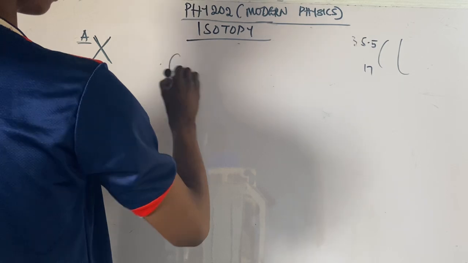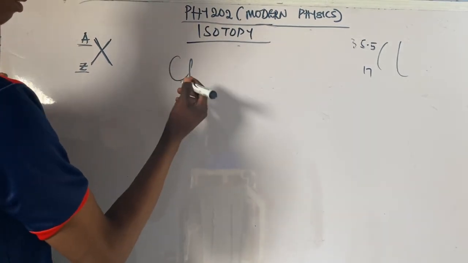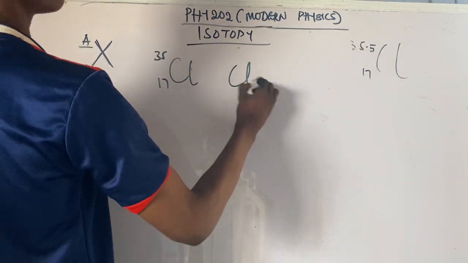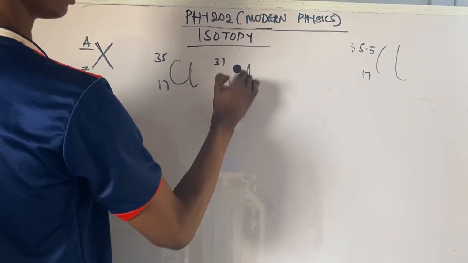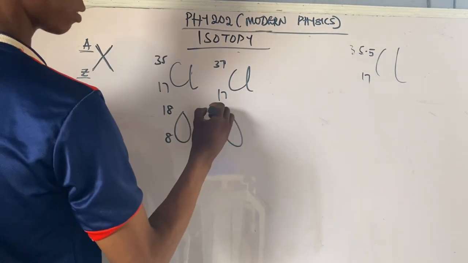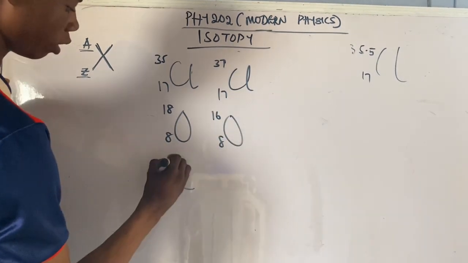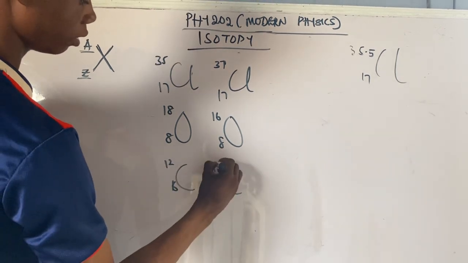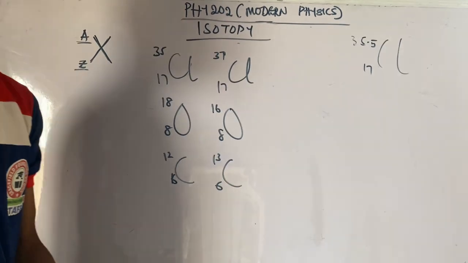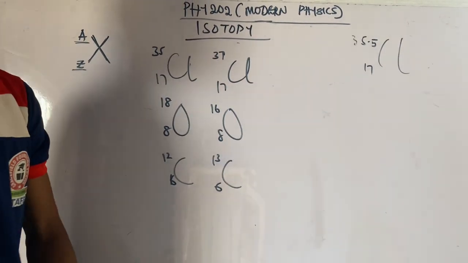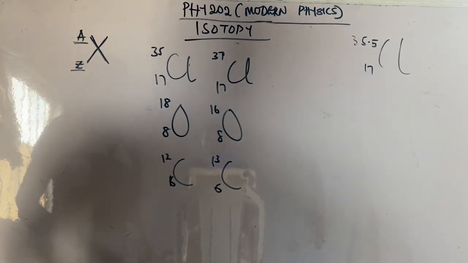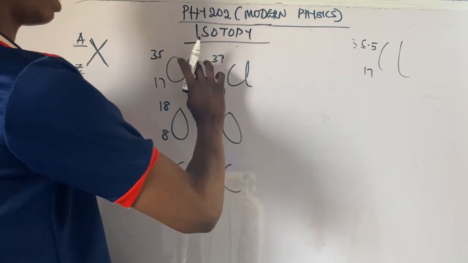So chlorine can exist on the earth as chlorine 35 and chlorine 37. Oxygen can have 18 and 16, carbon 12 exists, carbon 13 exists, sulfur 32 exists, sulfur 30 exists. So all these are what? They are isotopes. These are two isotopes of the element chlorine.